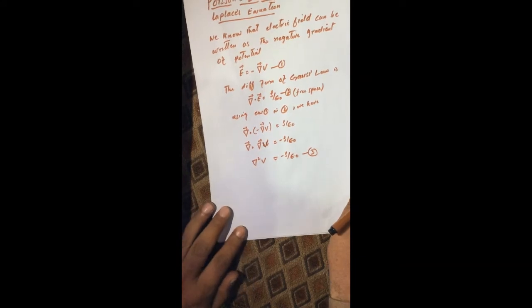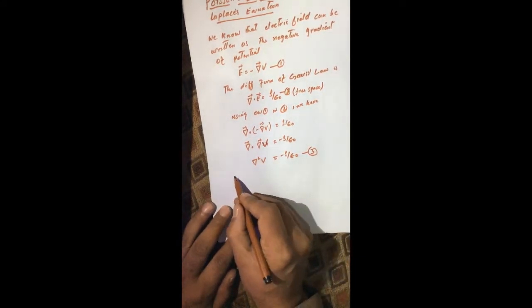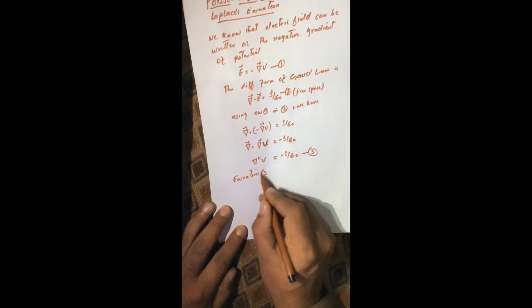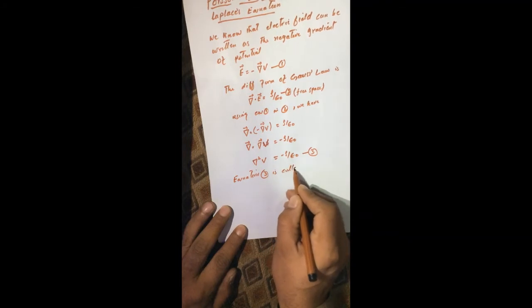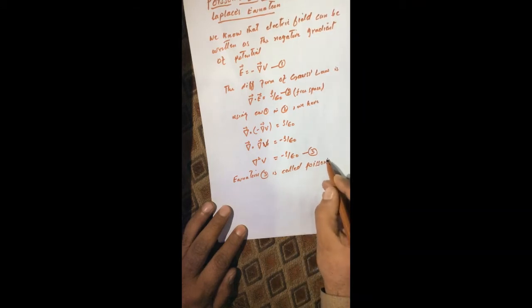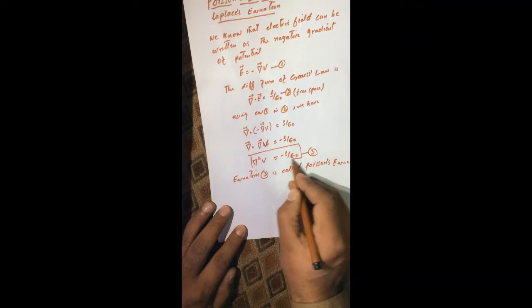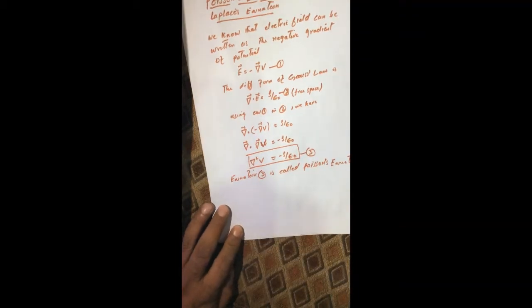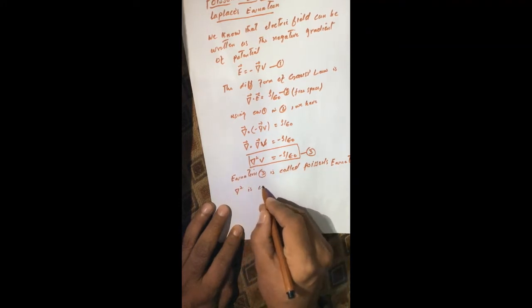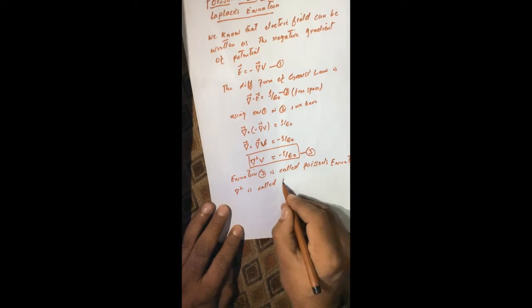Now equation 3 is called Poisson's equation. This is called Poisson's equation. Now in this equation, del square is called the Laplacian operator.